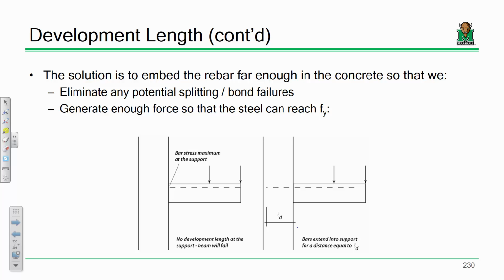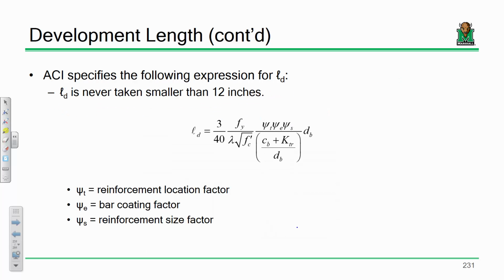Specifically, it needs to be embedded far enough so that we can reach Fy in the steel. Because when we design, we assume that we can reach Fy. That length is called the development length, and that's what we're going to try and compute.